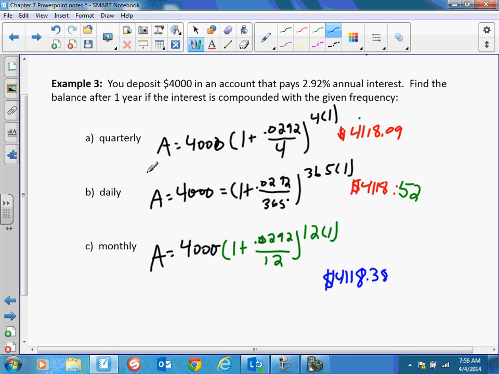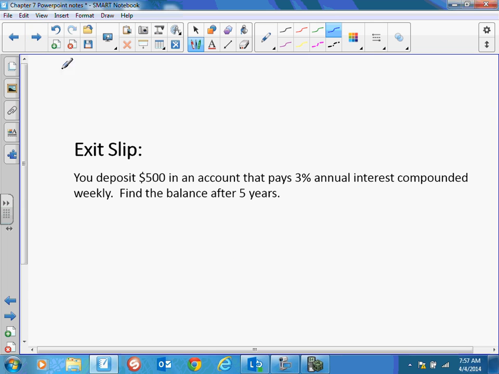So that's pretty much it. You can make the conclusion that the more you compound, the more money you should have. There's actually a formula we'll learn later called compounding continuously, which gives you the most money. But daily is more than monthly, and monthly is more than quarterly, but it doesn't change much per 1 year. It's just a few cents.